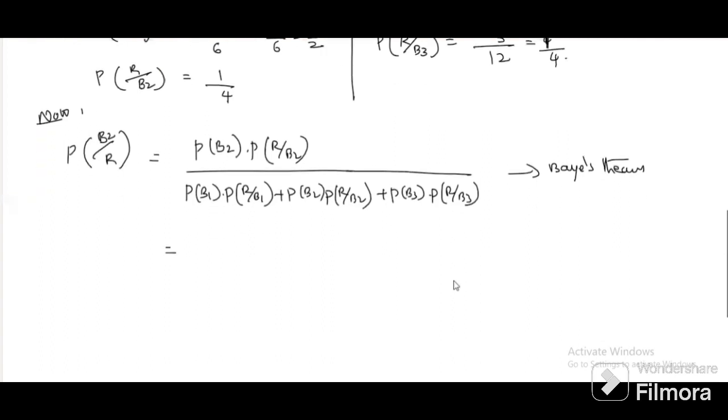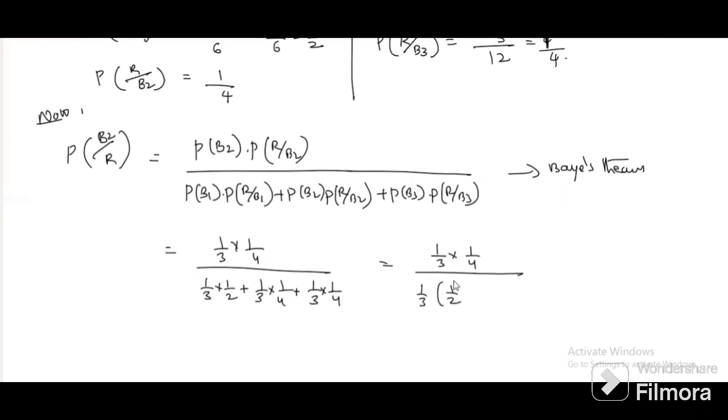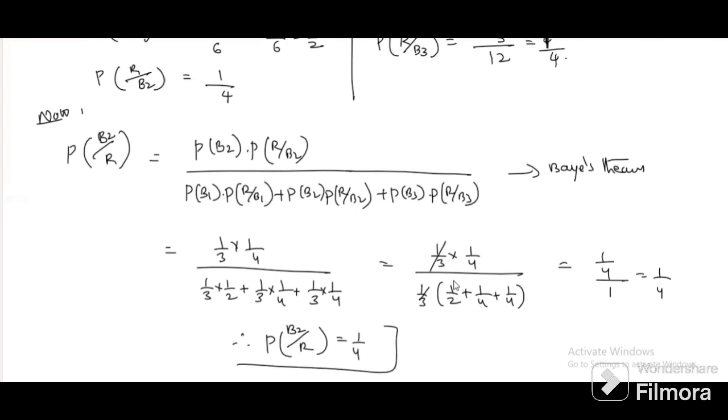So P of B2 we got 1 by 3, into 1 by 4, divided by 1 by 3 into 1 by 2 plus 1 by 3 into 1 by 4 plus 1 by 3 into 1 by 4. So 1 by 3 is common, and here it will be 1 by 2 plus 1 by 4 plus 1 by 4. So 1 by 3 cancels, and 1 by 4 by 1 is 1 by 4. So here we can conclude that the probability of the red ball coming from box 2 is 1 by 4. Hope you understand this clearly. Let's see the next question.